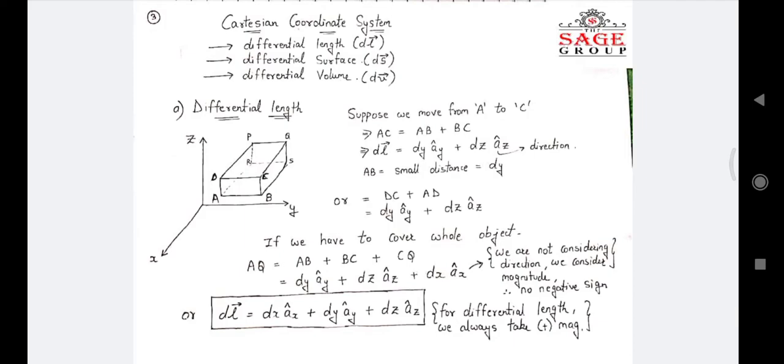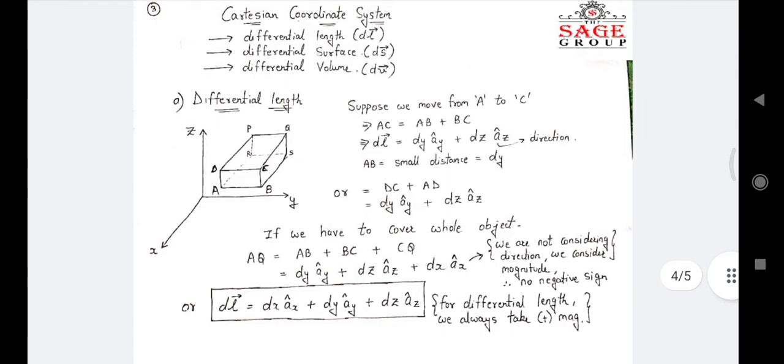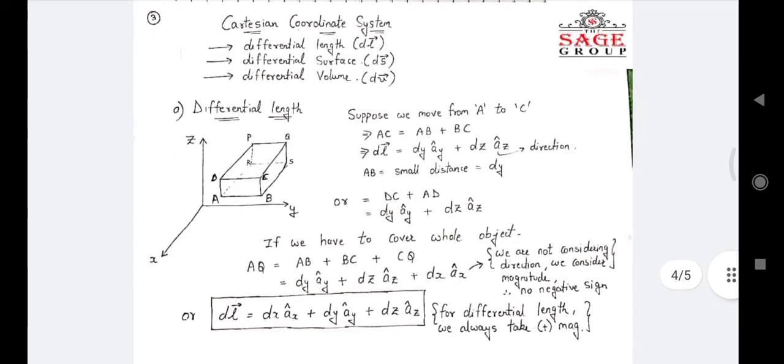Now the other way of moving from A to C is, first we go from D to C and then from A to D. So how can we write it? We can write DC as dy ay, and AD is dz az. In both ways you are seeing that we are moving in the increasing direction of the parameter, so the sign of our unit vector is also positive.